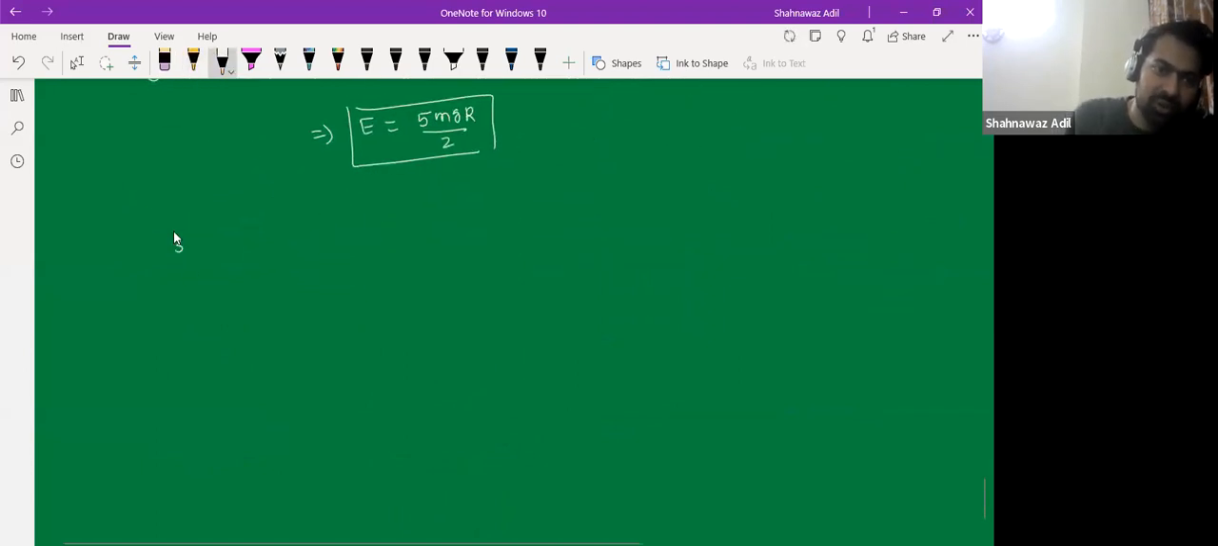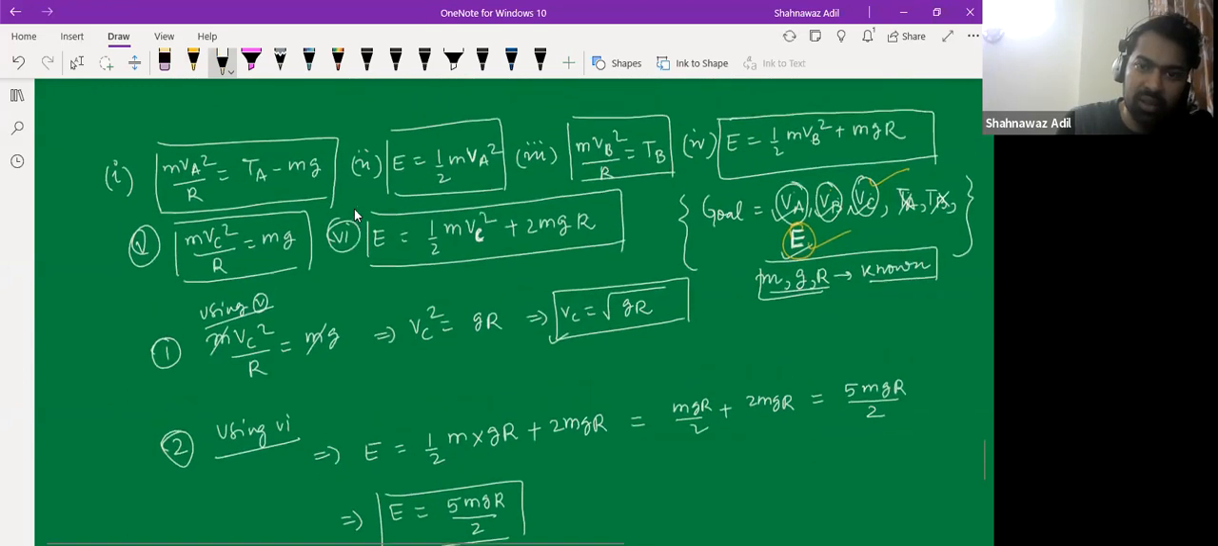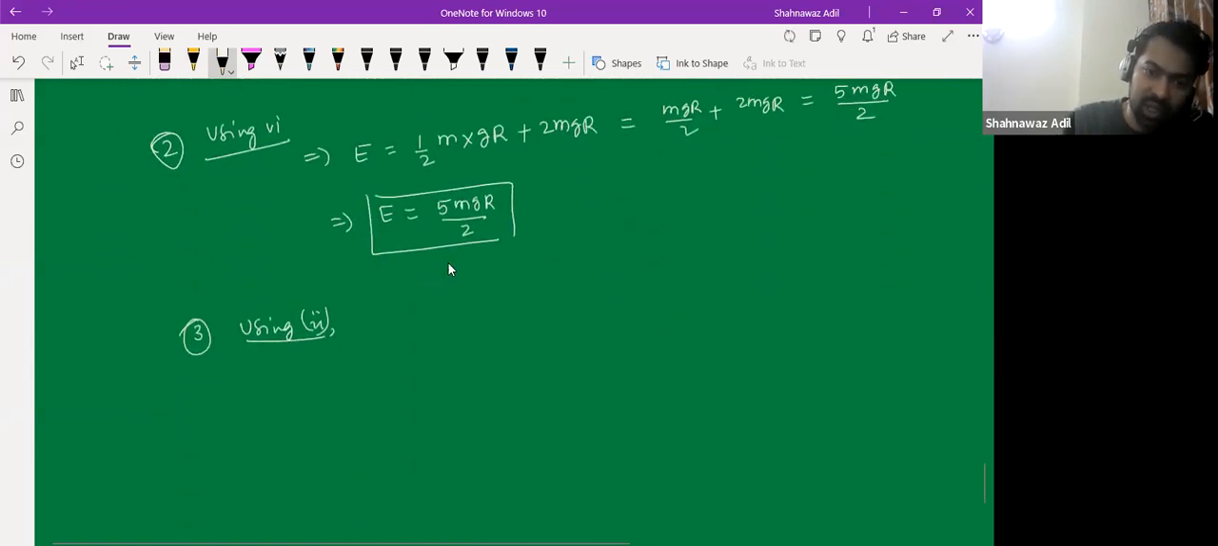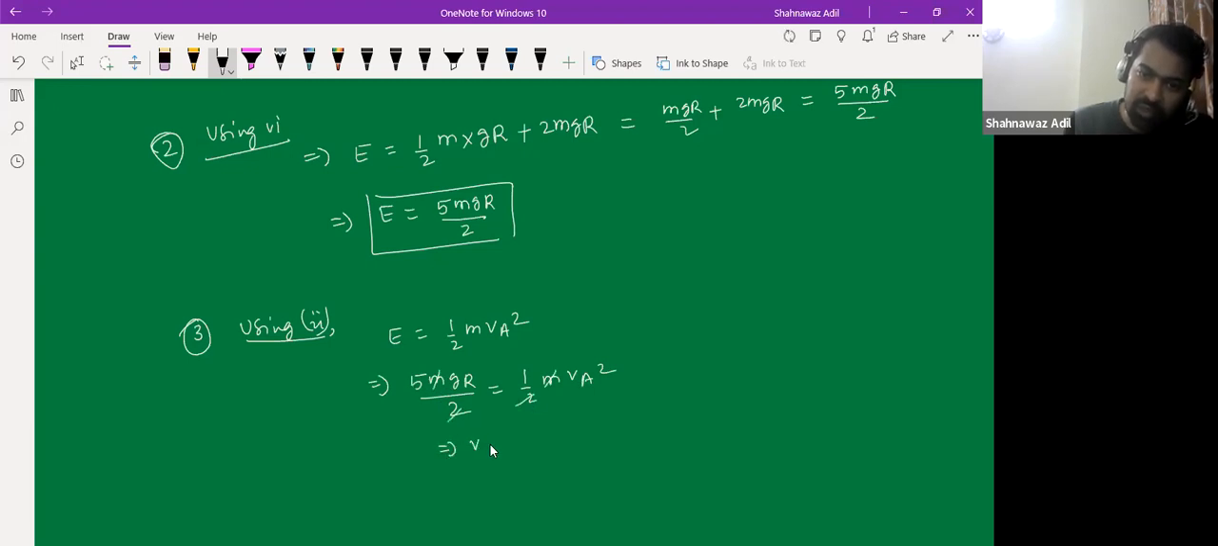Using the second, E is half mVA square. So E is 5mgR by 2, and this is half mVA square. m will cancel, 2 will cancel. So VA square is 5gR. So VA is root 5gR.